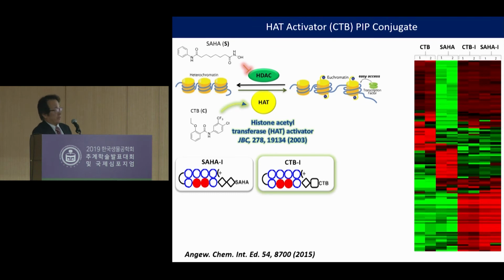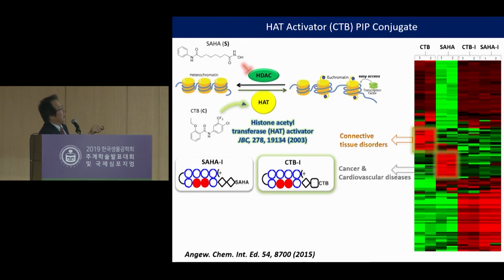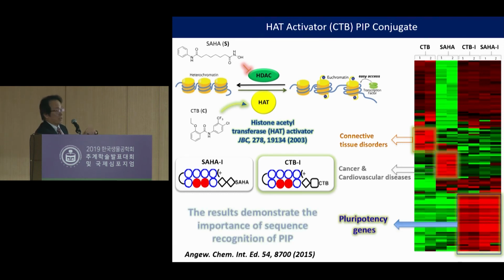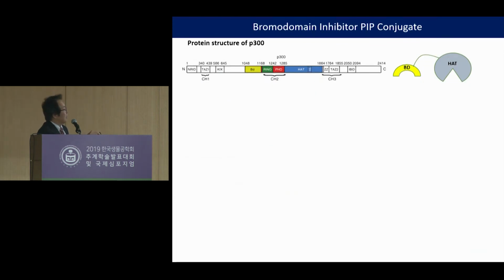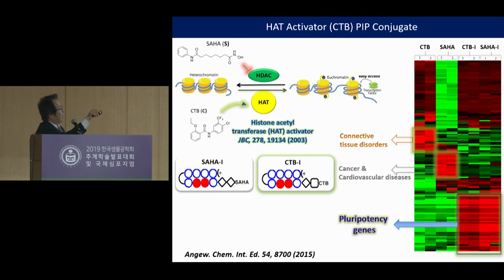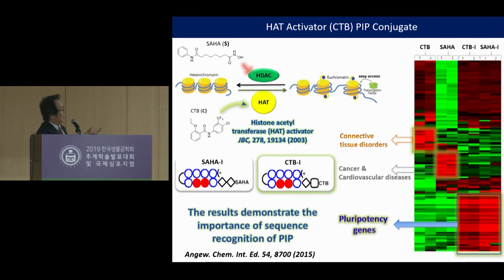And this is microarray data. The monomeric CTB and SAHA activate different sets of genes. However, once conjugated to the polyamide I, they activate the pluripotency genes. These results indicate the importance of the polyamide, and also that the activation of HAT can cause a similar activation as HDAC inhibition, shown here.